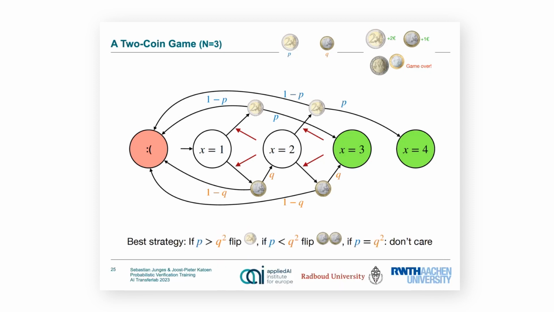And if you look carefully, the best strategy is that if P is at least Q square, then you better flip the €2 coin. Because if P is larger than Q square, in the initial state, you better take the €2 coin, with probability P you will win. But if you would take the €1 coin, you have to flip it twice, and that's why we get the Q square there, right? If P is less than Q square, the best strategy is to flip the €1 coin. And actually, if P equals Q square, then it doesn't matter what you take, you will earn the same thing.